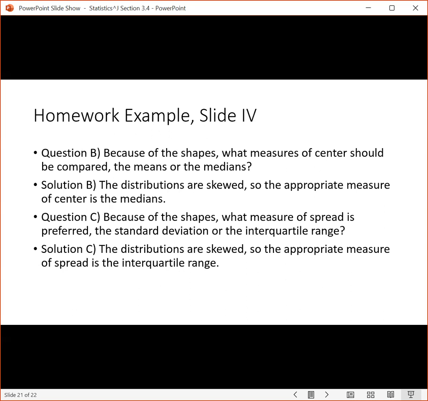All right, so the next question, because of the shapes, what measure of center should we use, the mean or the median? With skewed distributions, we want to use the median. And then because of the shapes, what measure of spread is preferred, the standard deviation or the interquartile range? If you use the median, then you should also use the interquartile range. So those are linked, just like the mean and standard deviation are. You shouldn't mix a mean with an interquartile range, or a median with the standard deviation. That doesn't work. You need to be consistent with the tools that you use.